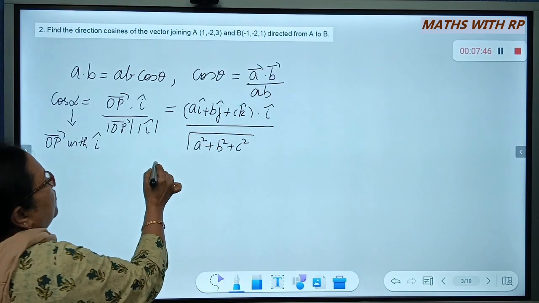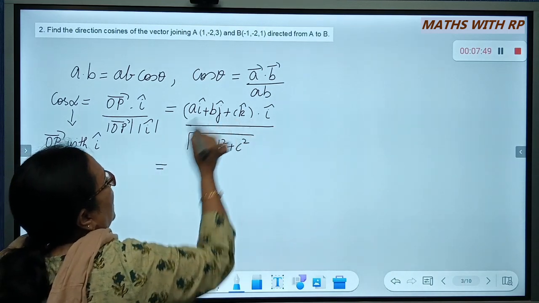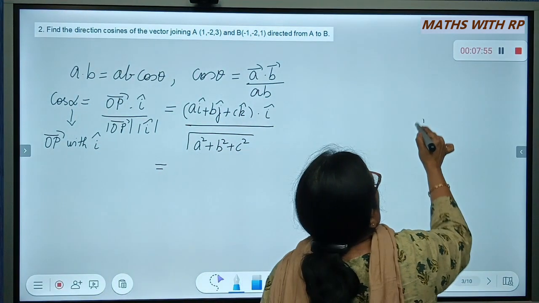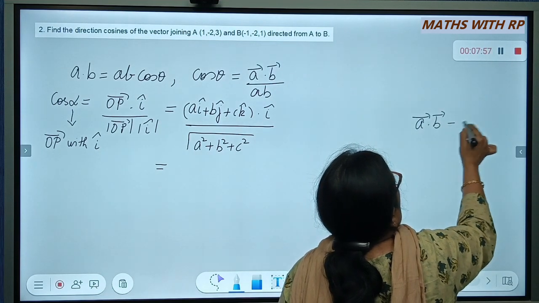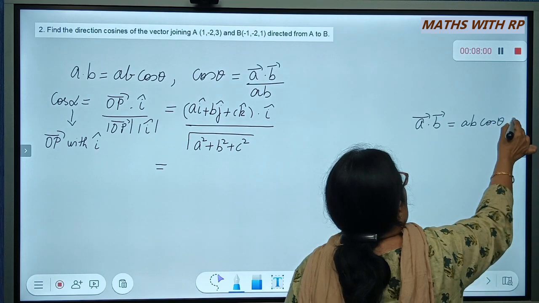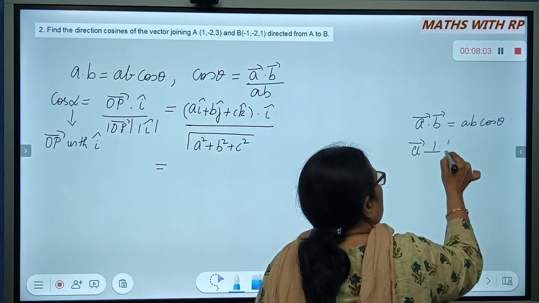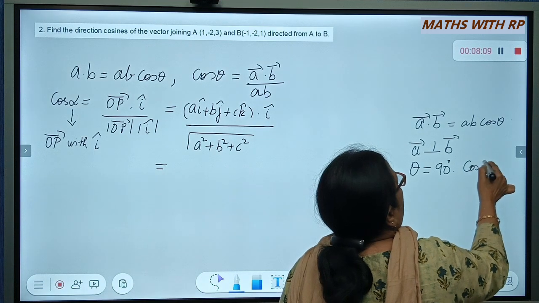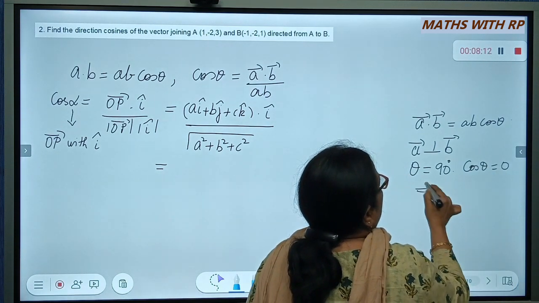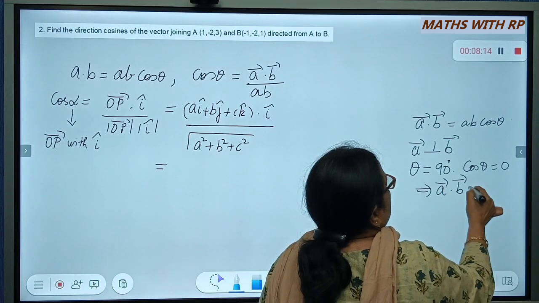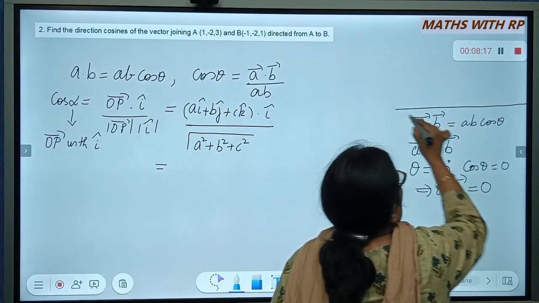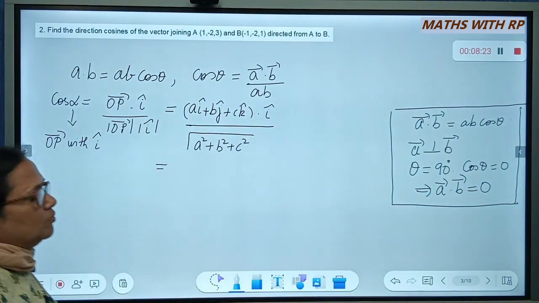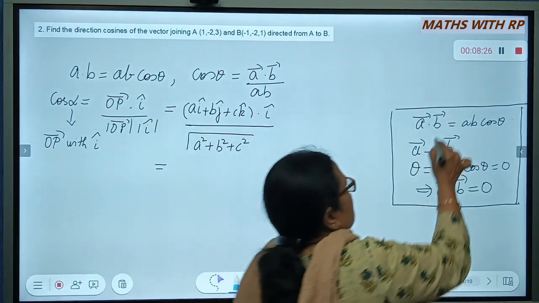Now, when we take the dot product, what will be i dot i? As you know, i, j, k are all perpendicular vectors. Now, A dot B is AB cos theta. So, if A vector is perpendicular to B vector, theta will be 90 degrees and cos theta is therefore 0, which implies A dot B is 0. So, a very important point: when two vectors are perpendicular, the dot product is 0. So, we should note this.